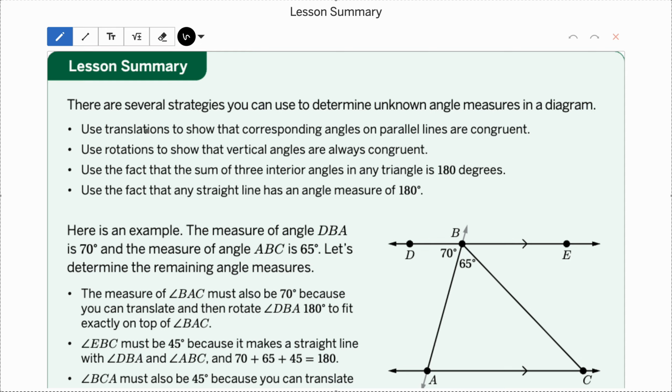So 70 plus 65 plus 45. Now we can use this interior angle to know what this angle is, also 45 degrees. Or you can, like I said, add up all three angles.